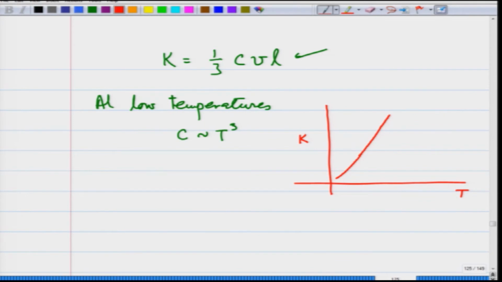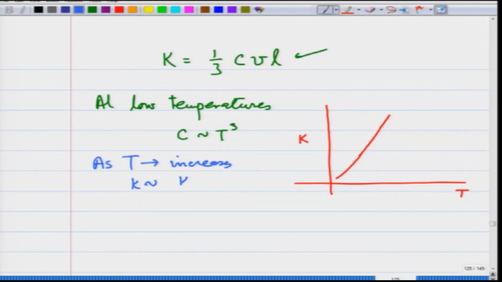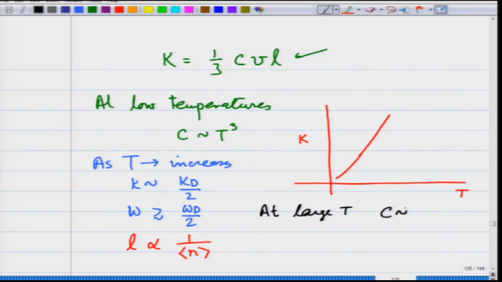However, as the temperature goes up, we would expect K larger than half the Brillouin zone size to start dominating or start coming into the picture. That means K roughly equal to K_D by 2, because by the Debye wave vector all the modes are exhausted. So, we will take that to be roughly the size of the Brillouin zone, or omega greater than or equal to omega_D by 2, we will start seeing Umklapp processes. And at this point, the mean free path would be determined by Umklapp processes, mainly if they start dominating. So, in this case, the mean free path L would go as 1 over the average number of phonons, and at large T, C is roughly a constant.